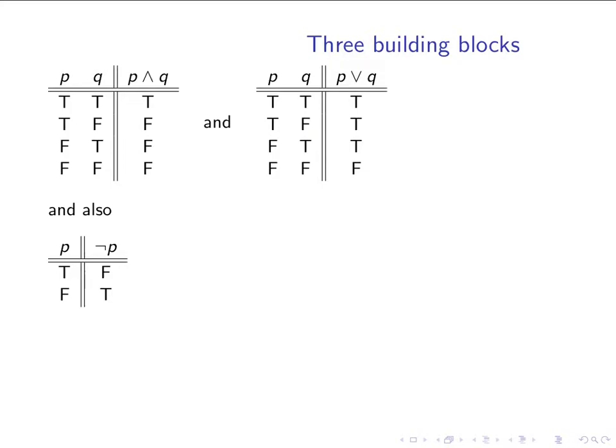And to remind you of the truth tables, these are the truth tables for these three things. So we have the logical AND operator, the logical OR operator, and the logical NOT operator. For each of these three operations, we know what the truth table should look like. So the question is, when we build a more complicated proposition, how do we go about using this information to build a truth table for the more complicated expression?